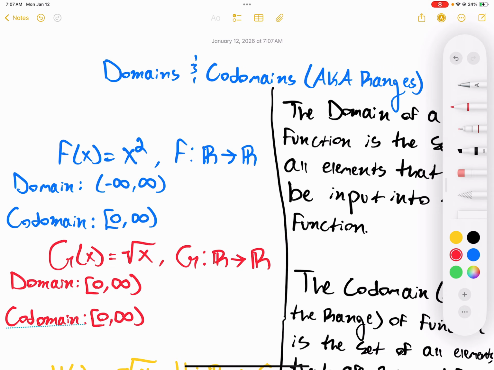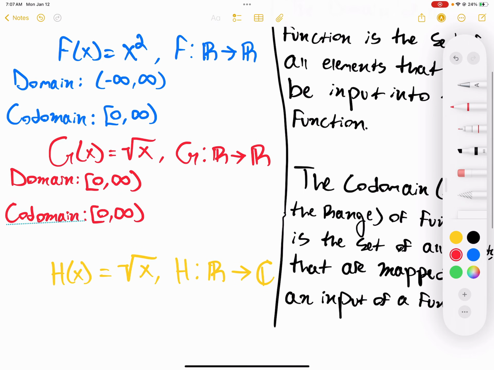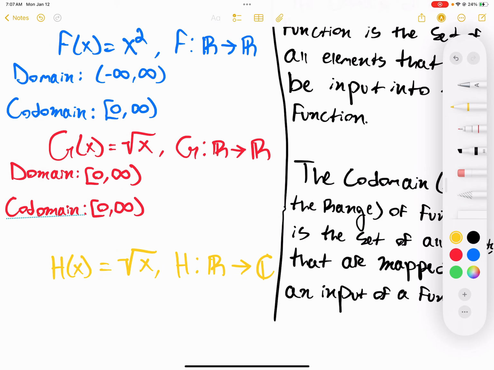Now, let's go on to another example. I got another function, and we'll call this function h of x. And h of x is very similar to g of x. H of x is defined as the square root of x, just like g of x. But h of x is defined as a function that maps real numbers to the complex number system. Unlike g of x, which maps real numbers to the real number system, h of x you can map to the complex number system.